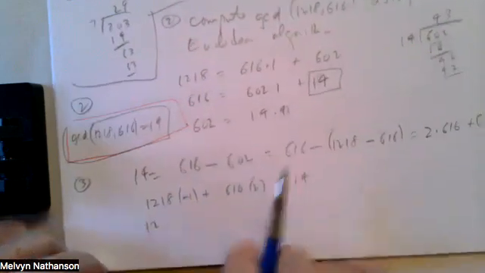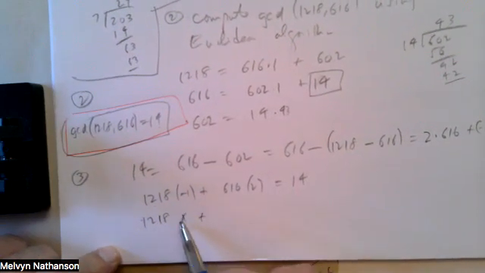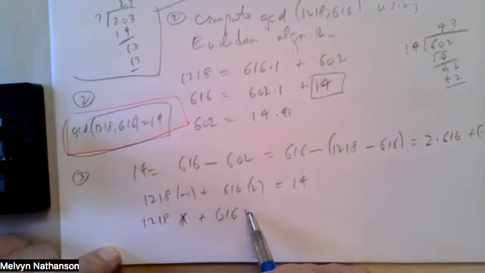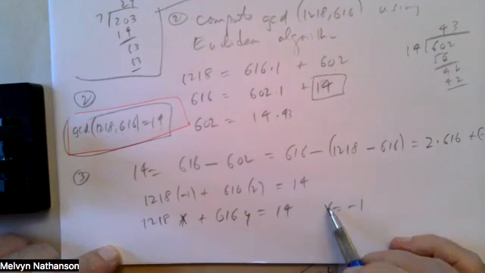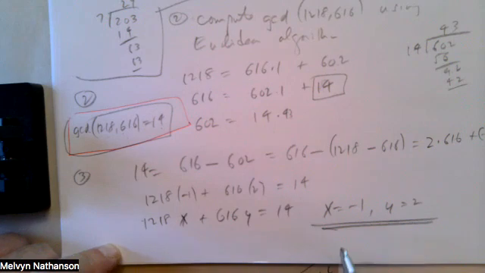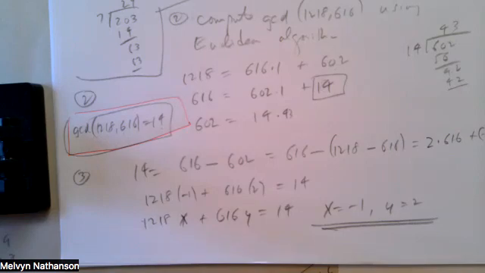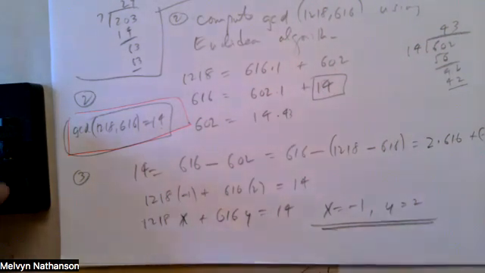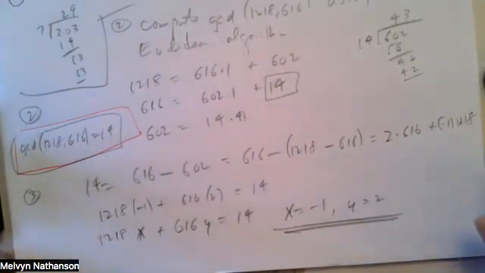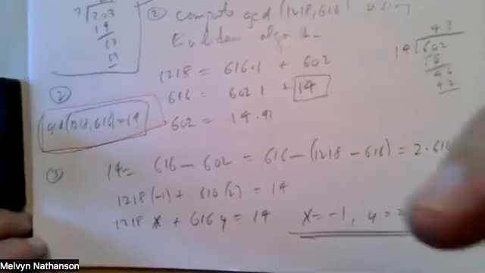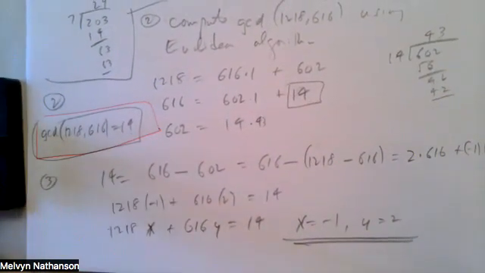So this is of the form 1218x plus 616y equals 14, where x is minus 1 and y is 2. Any questions? Okay.